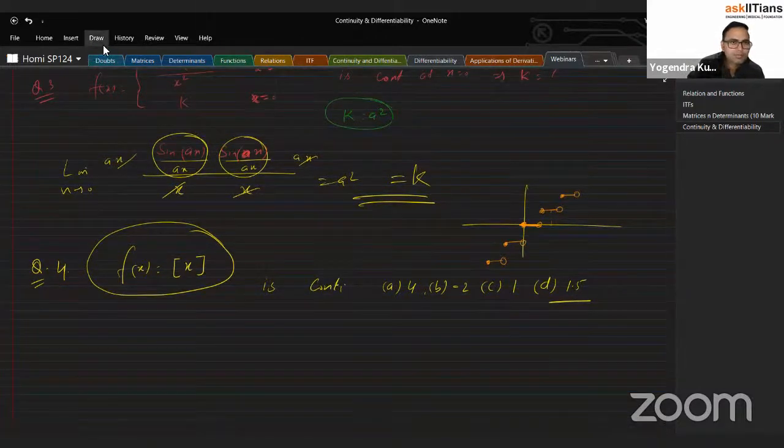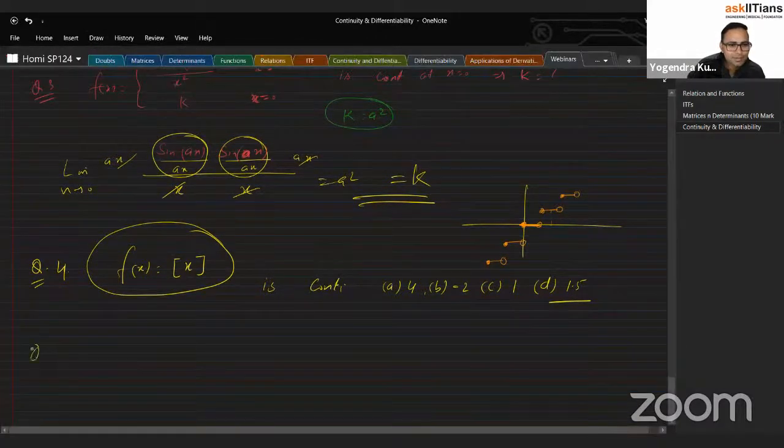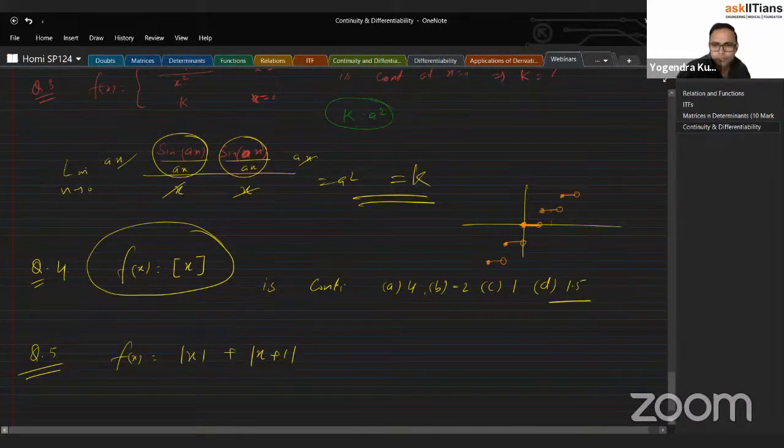One more question, from the sample paper. f(x) = |x| + |x + 1|. Is it discontinuous at all the integers? Exactly. A little bit of modification can be done here, right?